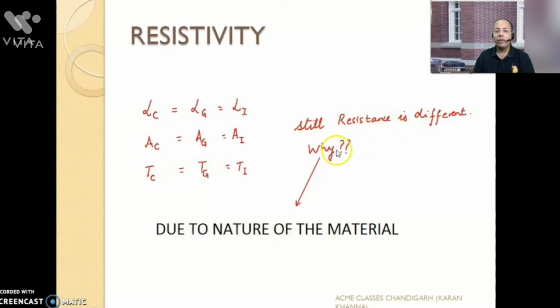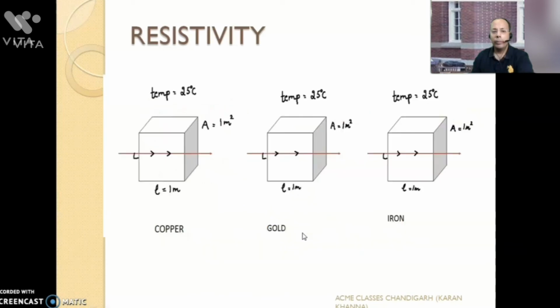Still, resistance is different. Why? Then the fourth factor comes into play. It is due to the nature of the material. Copper, gold and iron are 3 different sorts of materials. It is the nature of the material that resistivity depends upon. That means the fourth factor of resistance is the nature of material.